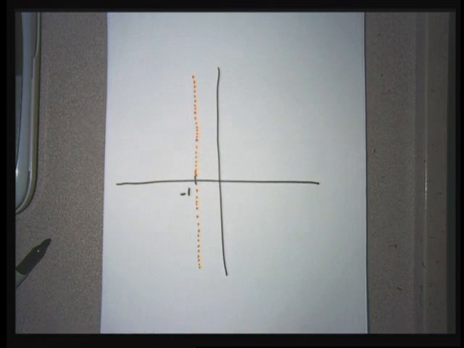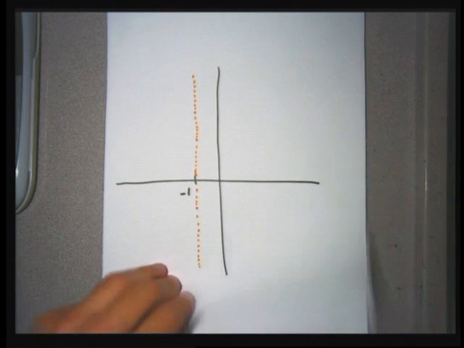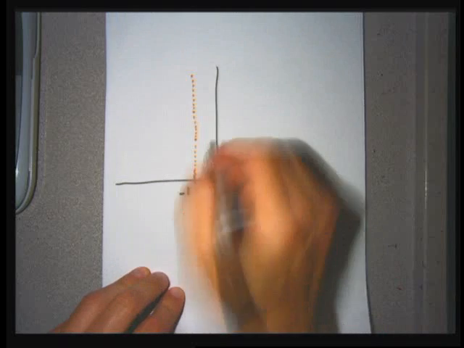So that's the first feature of the graph I'm going to show. The graph won't cross that line nor touch that line. The next thing I'm going to do is a horizontal asymptote at 2.